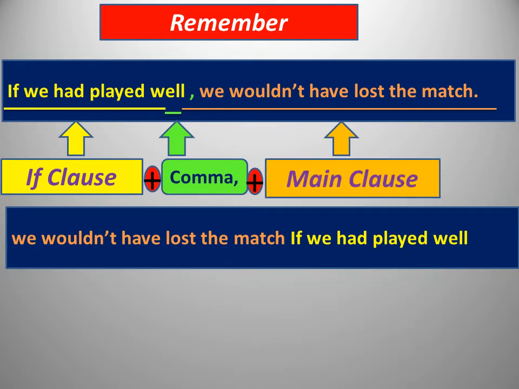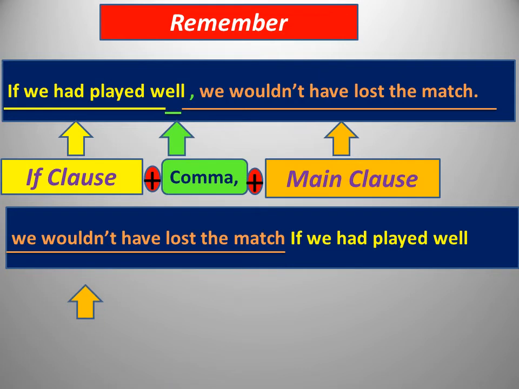Plus main clause, which is here wouldn't have lost. We wouldn't have lost the match, which is called the main clause or independent clause, the essential sentence. So possibility number 1, we start with the if clause plus comma plus main clause.